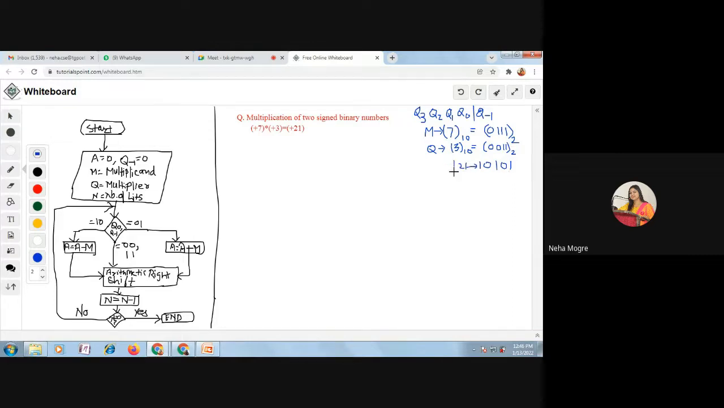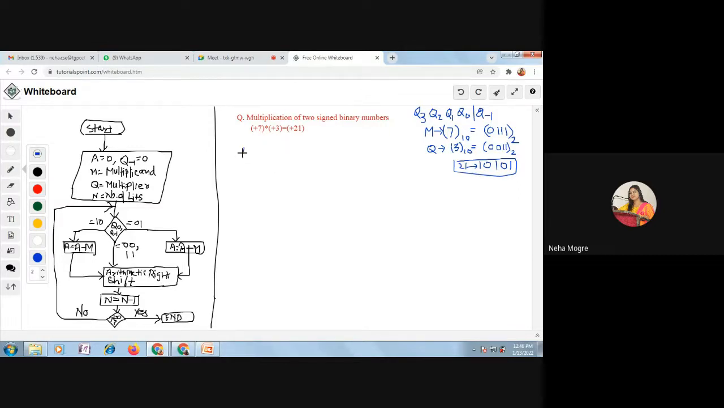Okay, we need to find the answer in this form, 10101. In the class, we have already explained how to take a signed number when it is positive and when it is negative. Now here both numbers are positive. So let us start with our solution.